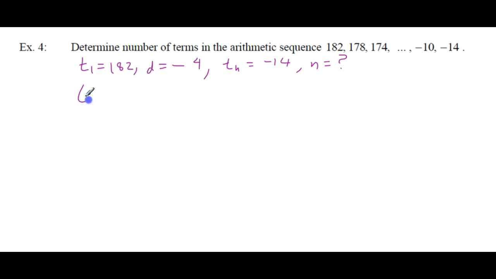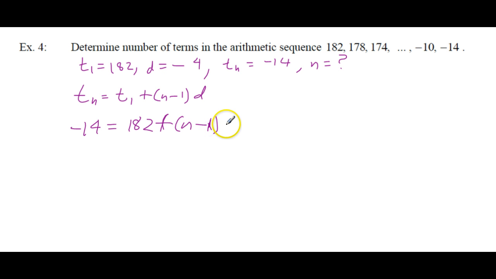All right, we have a formula. So again, anytime we solve something and we're going to use a formula, let's write it down. So t sub n is t1 plus n minus 1 times d. And let's just take the formula the way it sits, and now we can substitute in. And having listed everything here, we know what goes for t sub n is negative 14, t1, 182, plus n, we don't know, so let's go n minus 1, and d, we know, is negative 4.